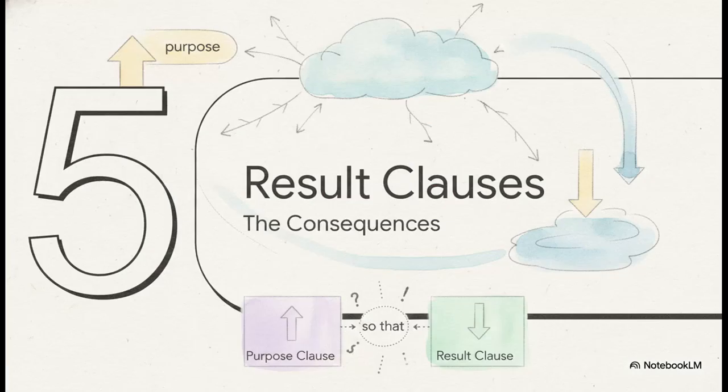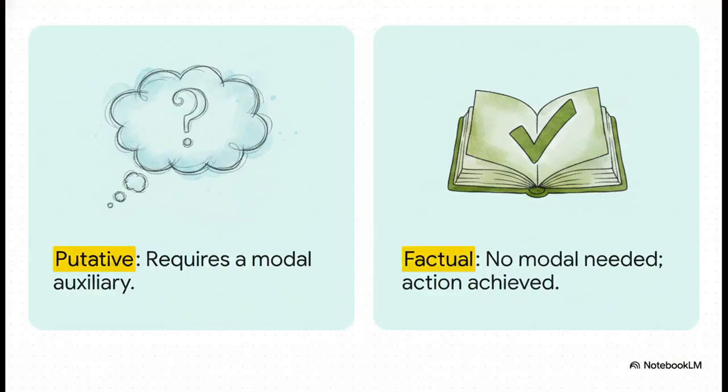Section 5. Expression of result, the consequences of action. I want you to look really closely at how this comparison changes absolutely everything. In the first sentence, we have purpose. We paid him immediately so that he would leave contented. The modal would has to be there because his leaving is putative. It's our intention, but it's not guaranteed.